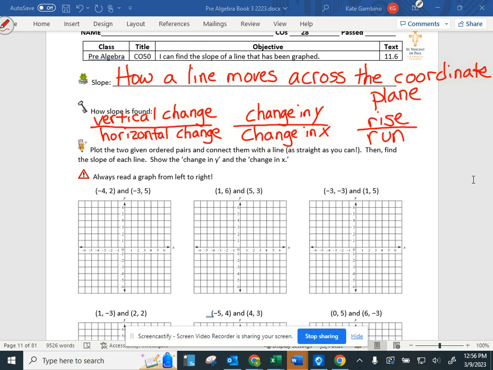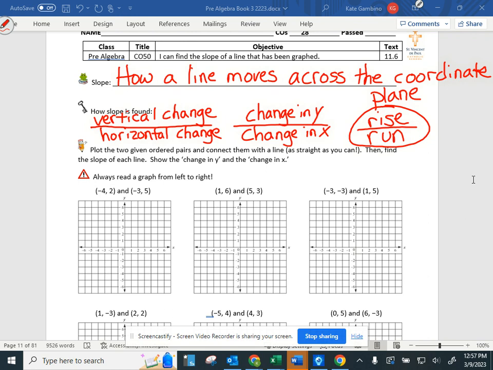We're going to find the slope, and we're going to show the change in the Y and the change in the X. So we're going to write the rise over the run. As always, when we do our math, we read from left to right, just like we're reading a sentence on the paper. So when we do the vertical up and down, that rise, it doesn't matter if it's going up or going down. But when we do the run, I always start at the left point and go over to my right point.